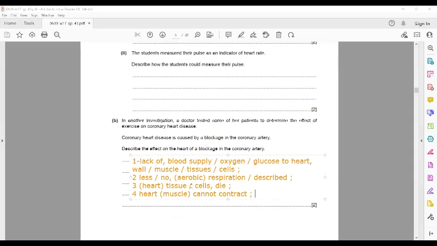Lack of blood supply, or oxygen or glucose doesn't reach the tissues or the cells of the heart in that specific part. And if there is less oxygen, the cells go into anaerobic respiration. And also the heart cells will die because they won't be able to supply enough of the energy that they need, and the heart muscle cannot contract anymore. But if it doesn't reach there, the oxygen cannot be delivered or the nutrients cannot be delivered, and the cell is dying. Is it a heart attack? Yes, also, that's correct.